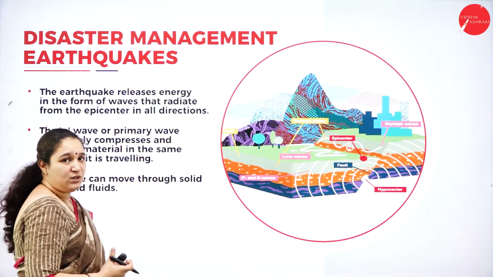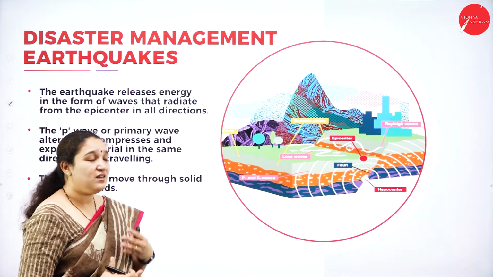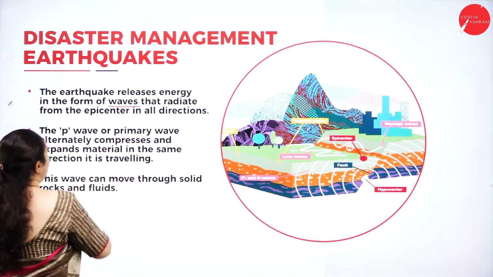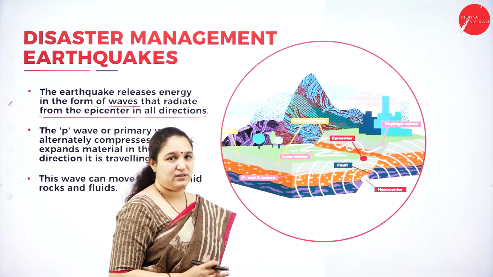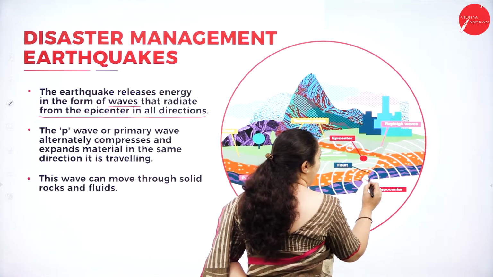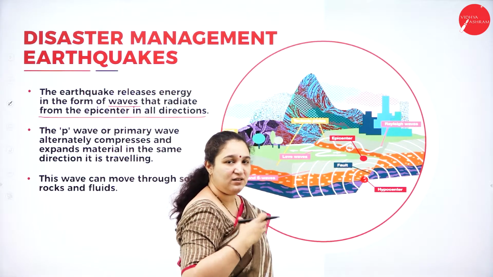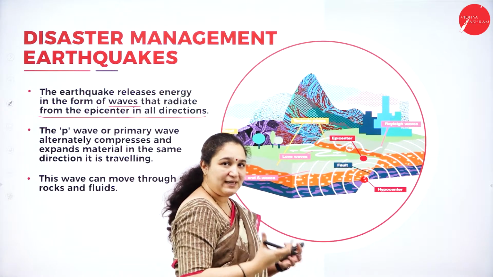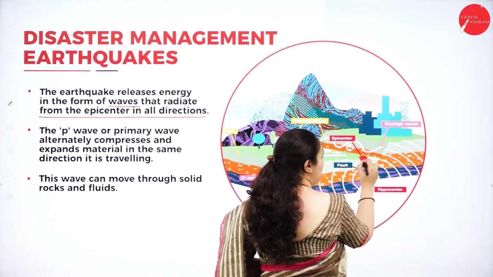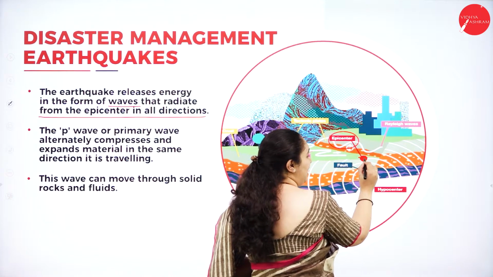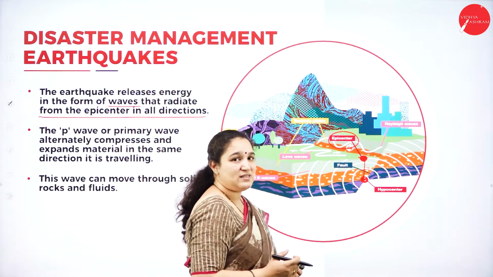Further, during this earthquake, I told you there is energy which is released, isn't it? That energy released is in the form of waves, and it radiates from the epicenter in all directions. Now what is this epicenter? Below the earth's crust, there is a focus point, where exactly the stress or the heating, cooling, all that is occurring, okay, below the earth's crust. So just above that, on the earth's surface, that position is called the epicenter. From the epicenter, the energy is radiated in the form of waves, which we call the earthquake.